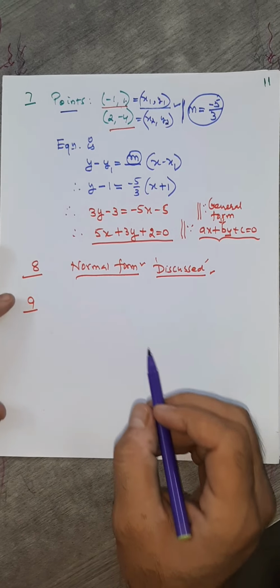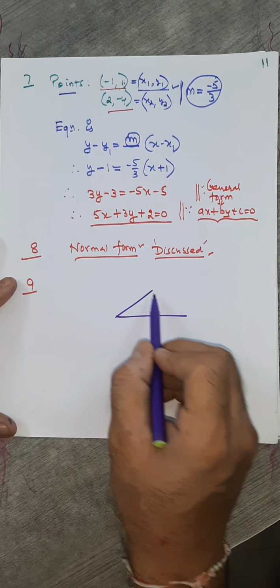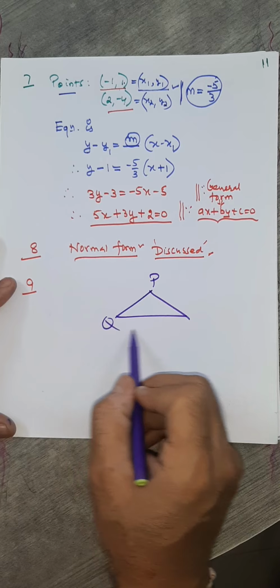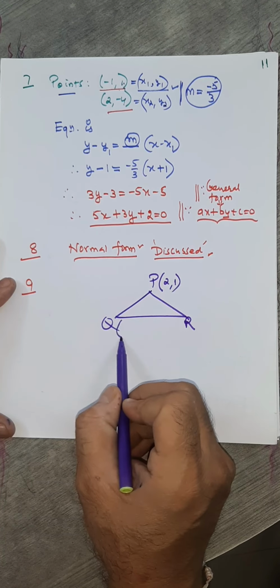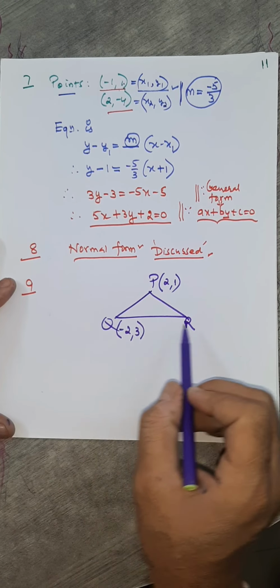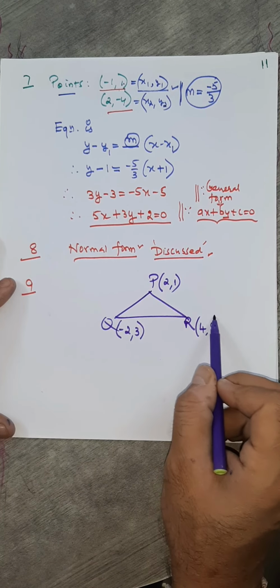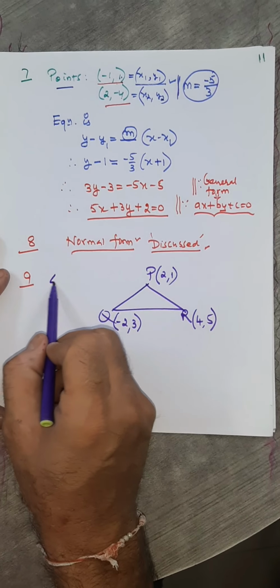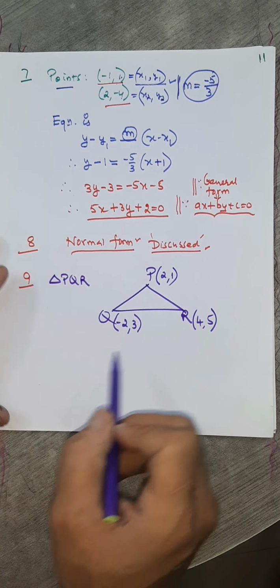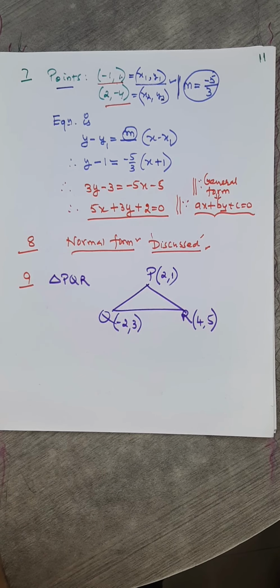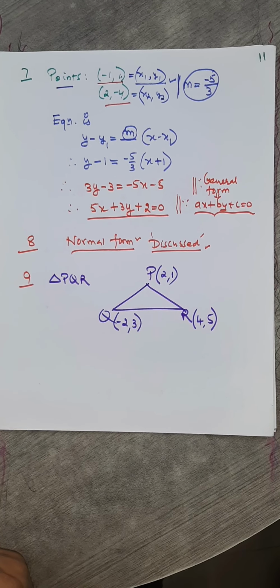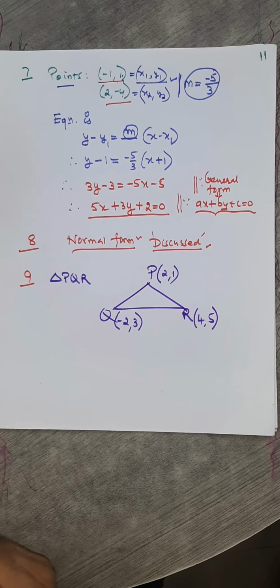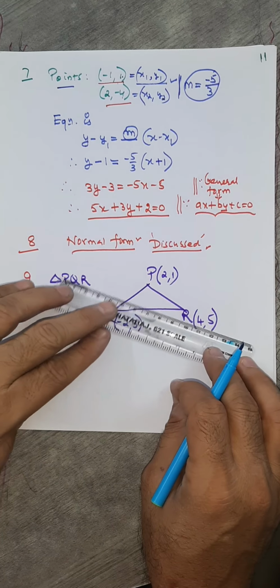A triangle with these 3 vertices P, Q, R is given. So this is P, this is Q, and this is R. What is P here? 2, 1. What is Q here? Minus 2, 3. And what is R here? 4, 5. What is the question? We have triangle PQR here with these vertices. The question is, find the equation of the median through the vertex R. So you want the equation of the median through vertex R.